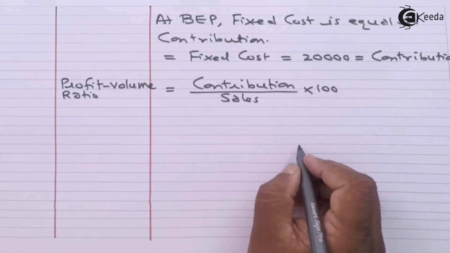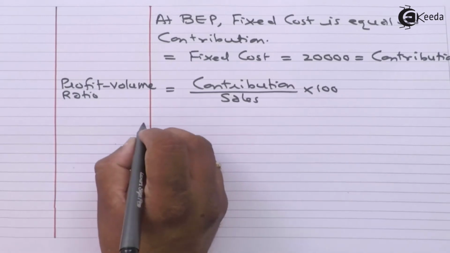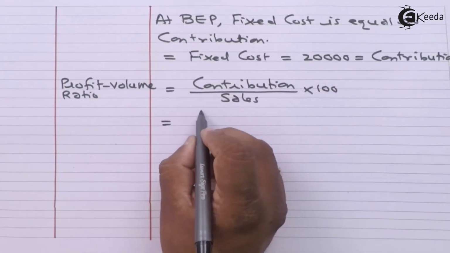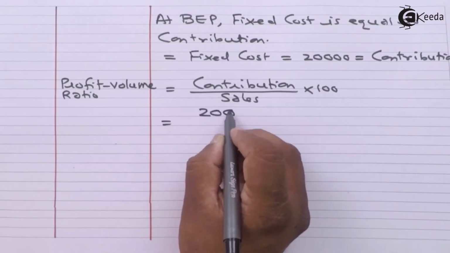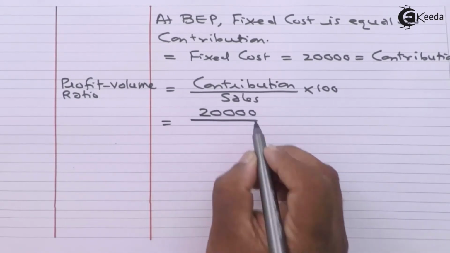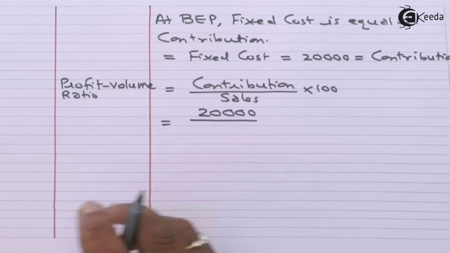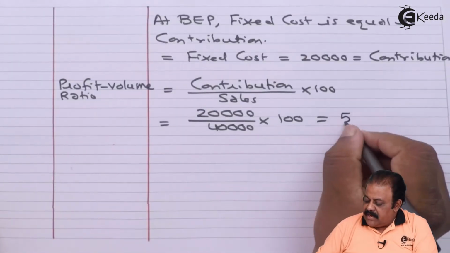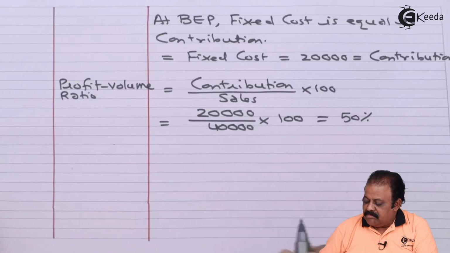Now we have figure of contribution, we can find out PV ratio. Formula is contribution upon sales multiplied by 100. Contribution we have 20,000. Sales at break even, it is 40,000. So PVR we are getting here 50%. So we got PVR.